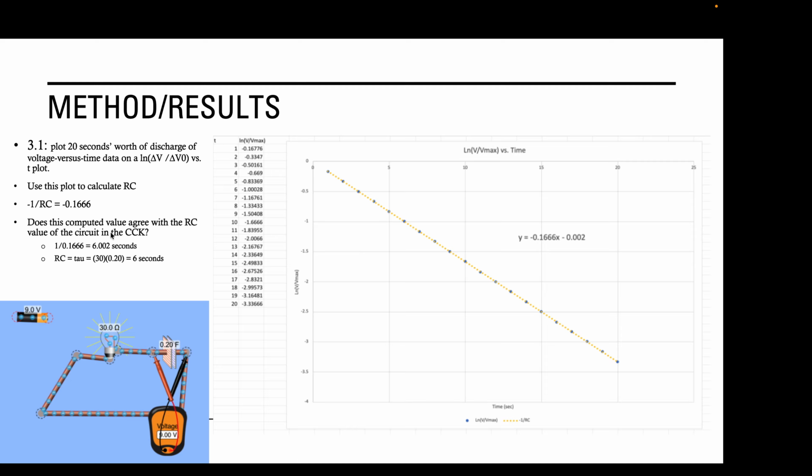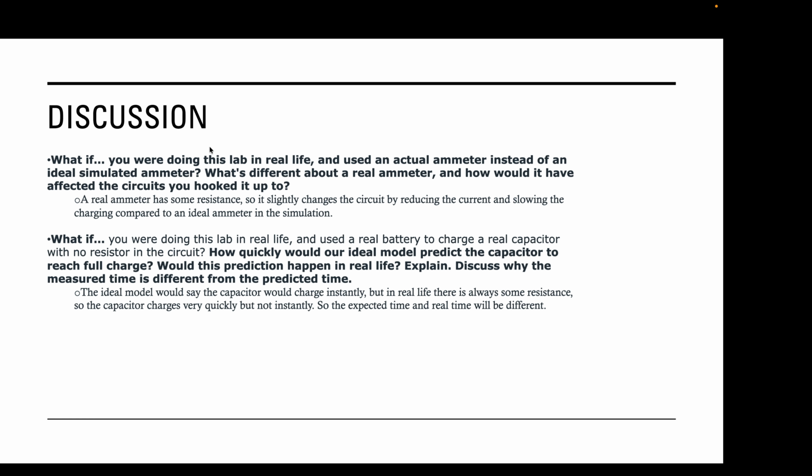Does this computed value agree with the RC value of the circuit in the CCK? So we compute this as RC. We got 6.002 seconds, and if we just plug in RC, which is equal to tau, which is 30 ohms times 0.20 farads, we also get 6 seconds, which is very, very close to each other. So yes, they agree.